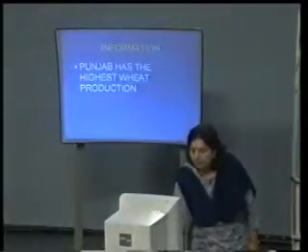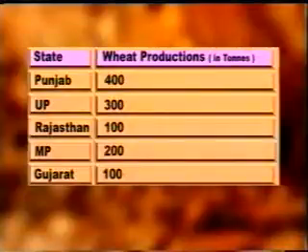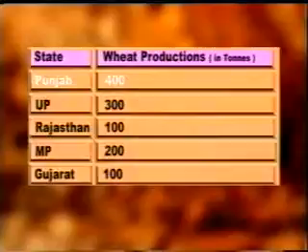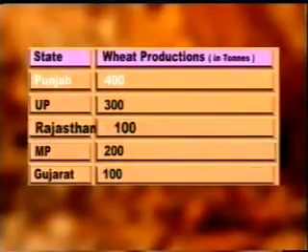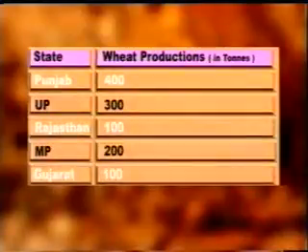For example, we take up this case where we have collected raw facts about the production of wheat in India in the year 1999-2000. So here the wheat produced by different states is shown. You can see that Punjab produced 400 tons of wheat, whereas Rajasthan and Gujarat produced 100 tons of wheat.